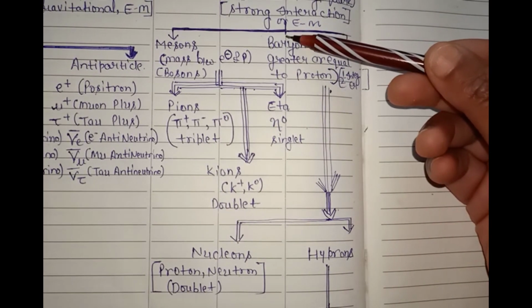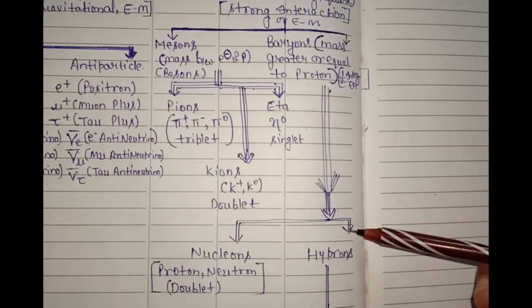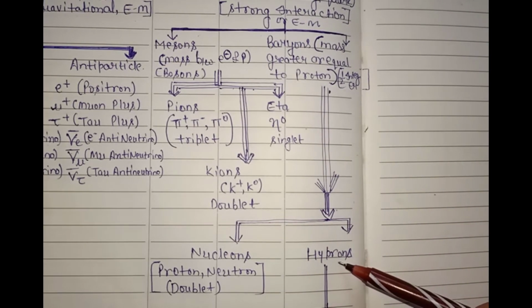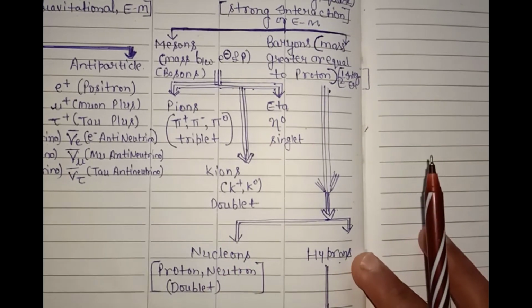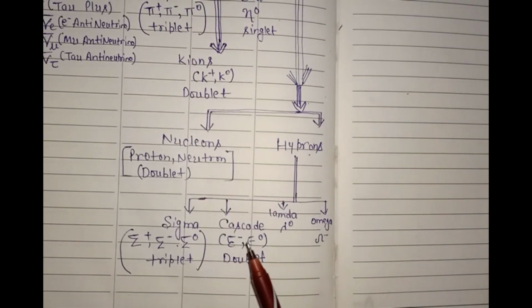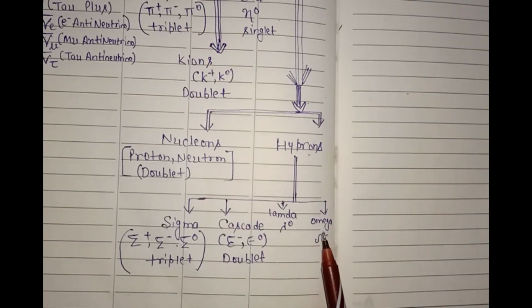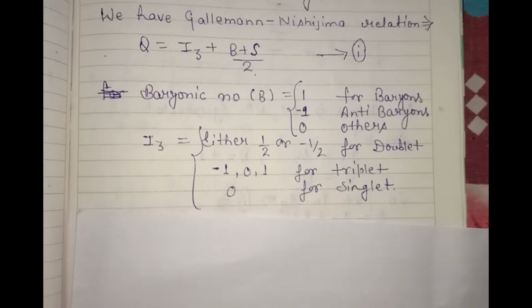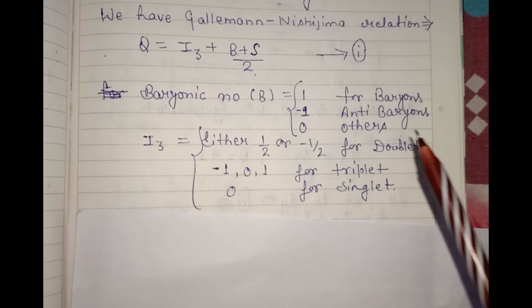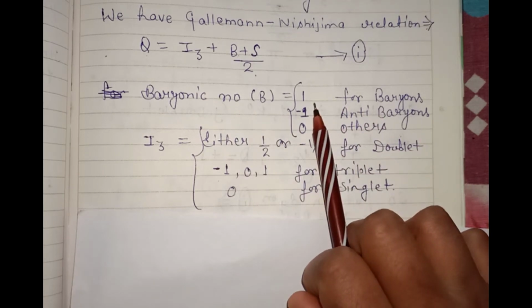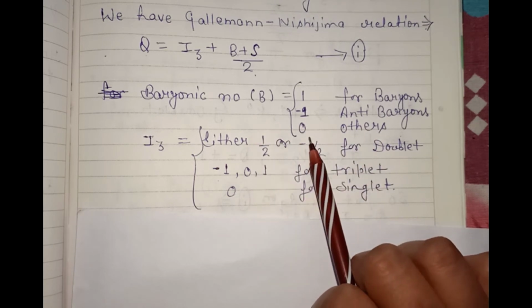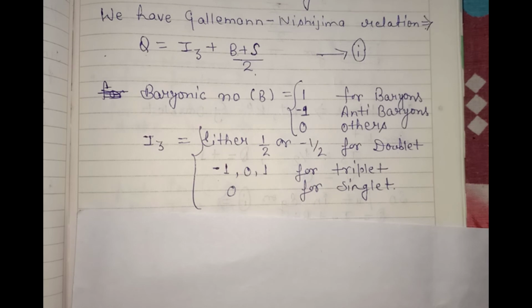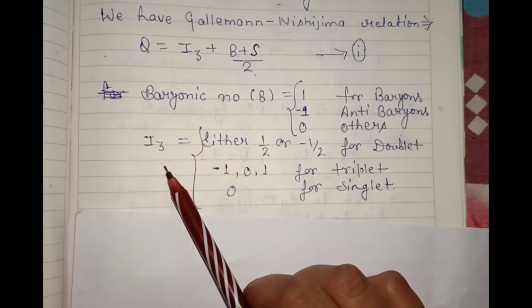Generally baryons are categorized into two categories. One is nucleons and the second is hyperons. In nucleons, proton and neutron are included, and in hyperons we have sigma, cascade, lambda and omega. For baryons, the baryonic number equals 1, for antibaryons the baryonic number is -1, and for others the baryonic number equals 0.